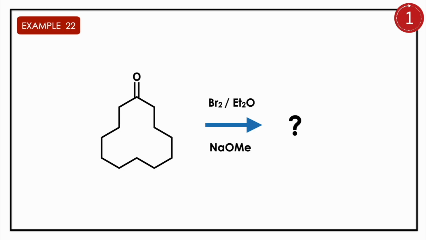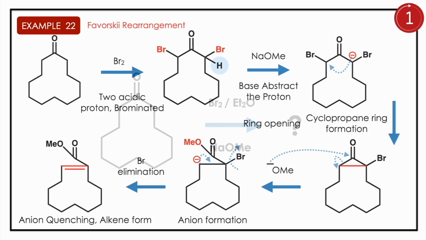Then the next example. Here you have a macrocyclic ring with a carbonate. You are using bromine and ether and sodium methoxide. You should find what will be the final product. Here bromine you are using. Two acidic protons will be readily replaced by bromine. So bromine gives the possibility of Favorskii rearrangement because it is in the alpha position. So we use sodium methoxide. It is the base. The base subtracts the proton and forms the anion. The anion is the nucleophile. It attacks the bromine.